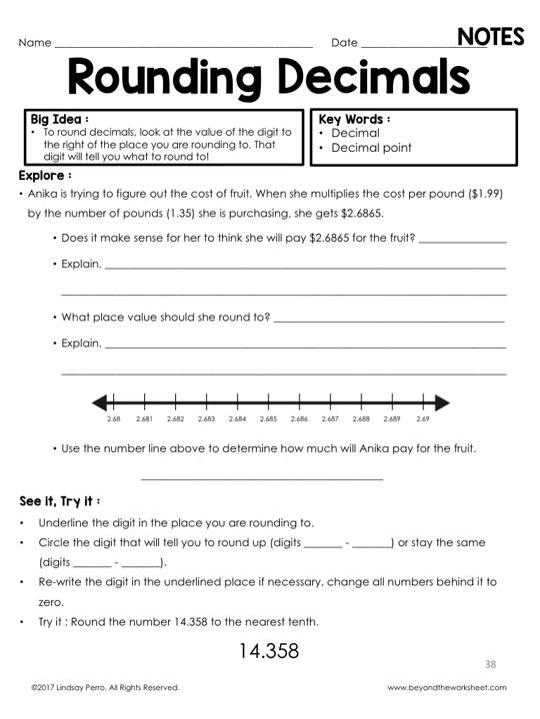So think about this. Anna is trying to figure out the cost of fruit. When she multiplies the cost per pound, $1.99, by the number of pounds, 1.35, she is purchasing, she gets that she should be paying $2.6865. Well, does that make sense? That 0.6865 doesn't make a whole lot of sense when we're talking about money, right? So no, doesn't make sense.